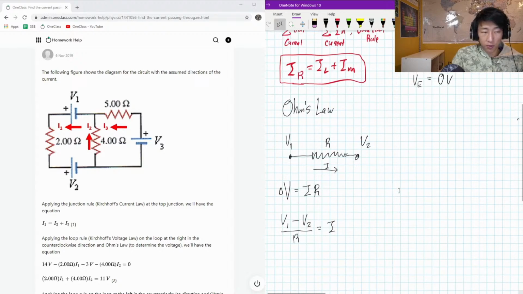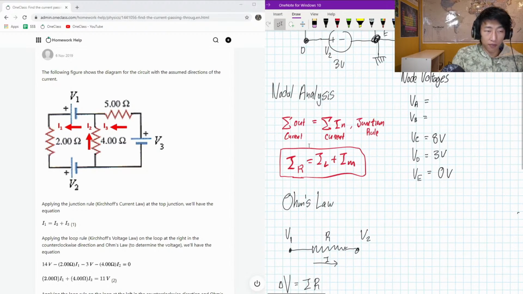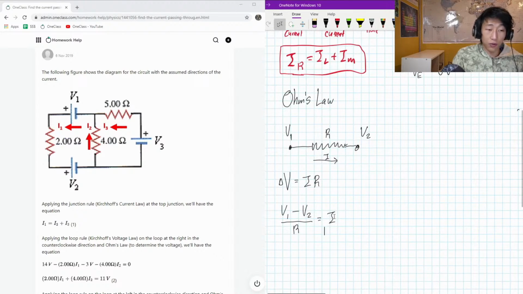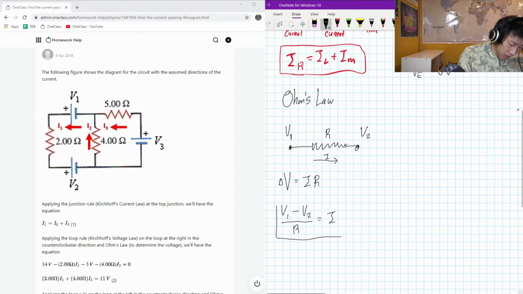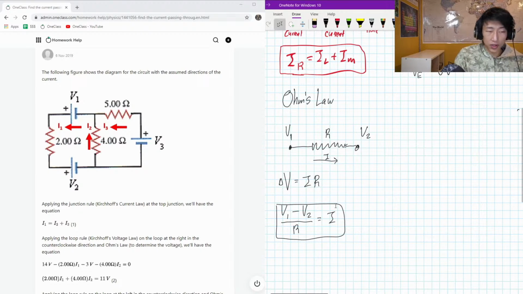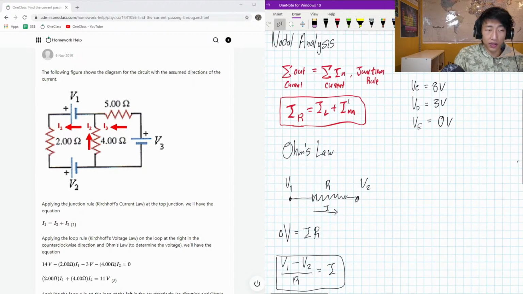Using this principle, we can apply it to these currents, and then we can get a relationship that is purely with respect to voltages and resistances. So this is what we want to do. Let's see how we can apply this to get the different I's here.